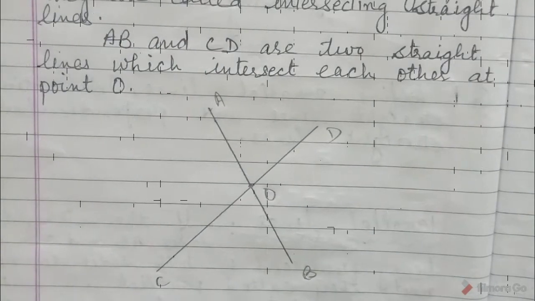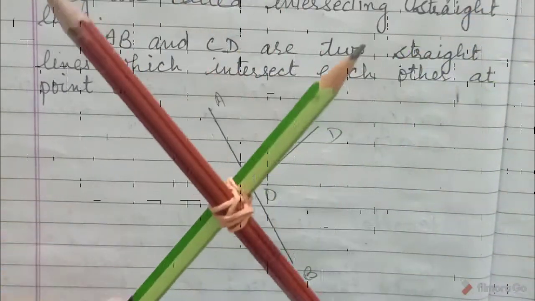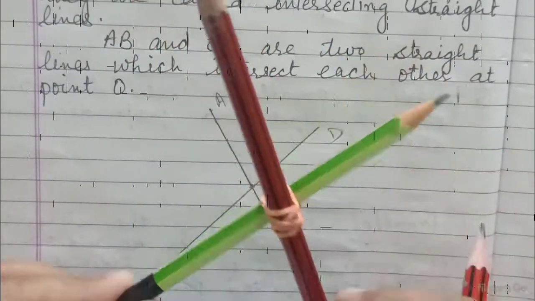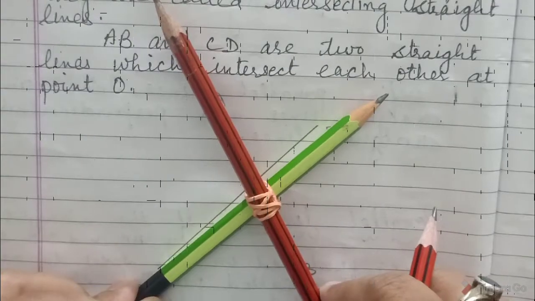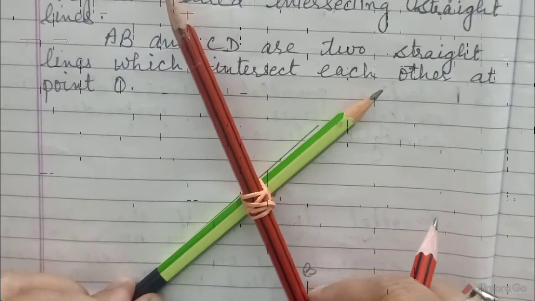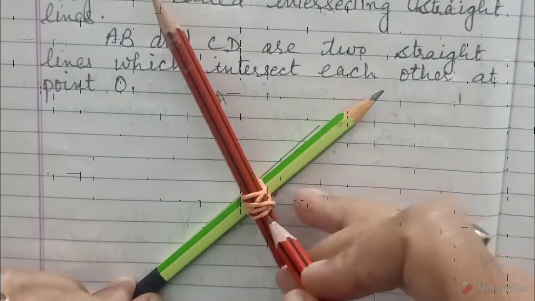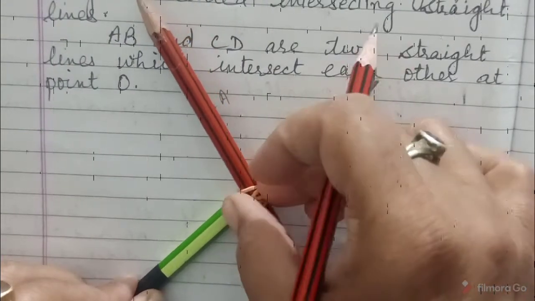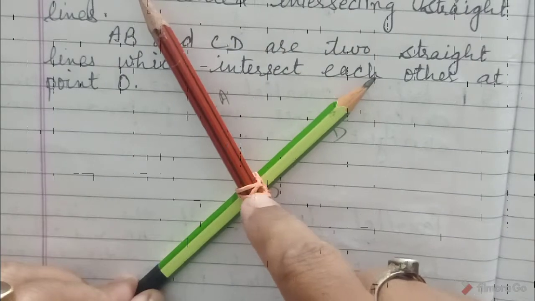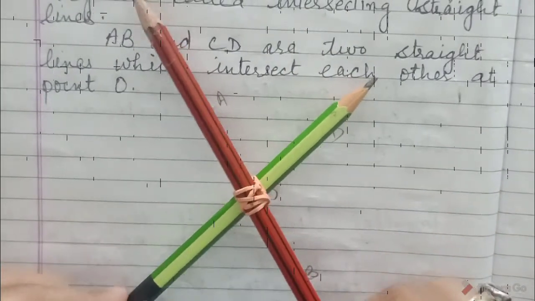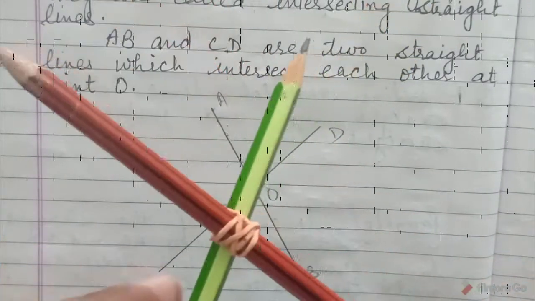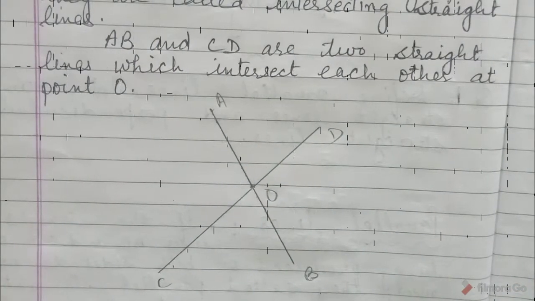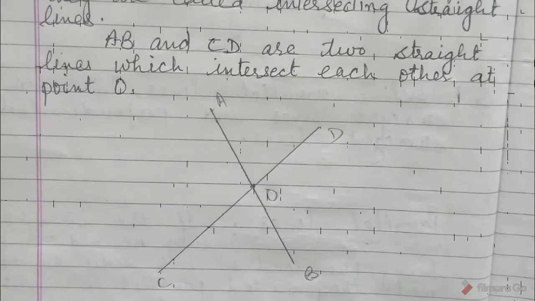For example, I have taken two pencils and put a rubber band here, like this. These are called intersecting lines, and the point where they intersect is where the red rubber band is. The best example of intersecting lines is the capital X of the English alphabet.